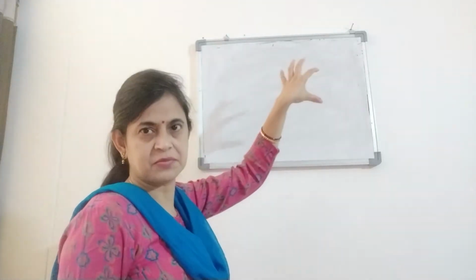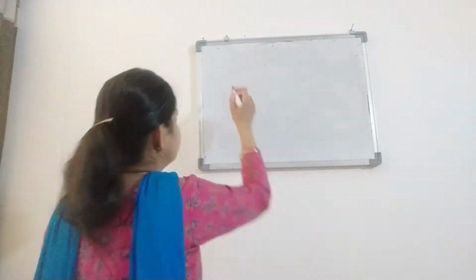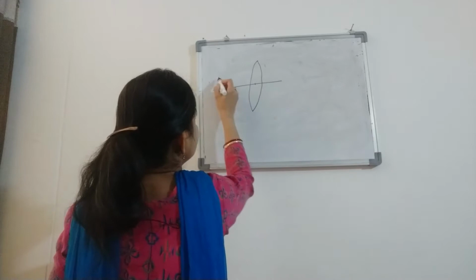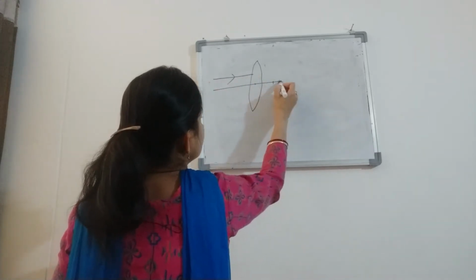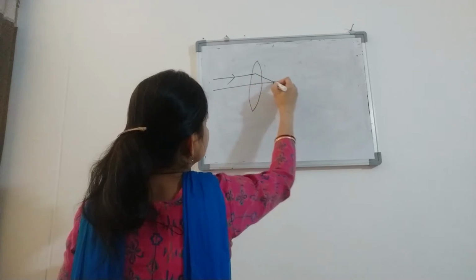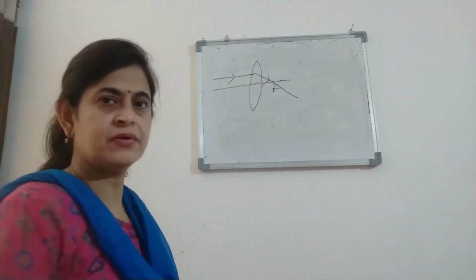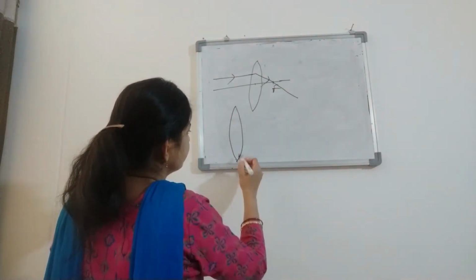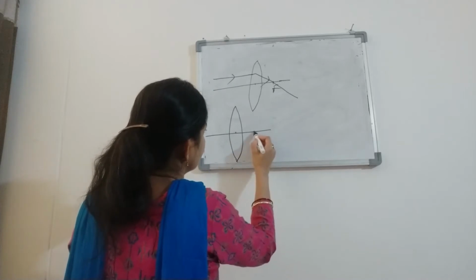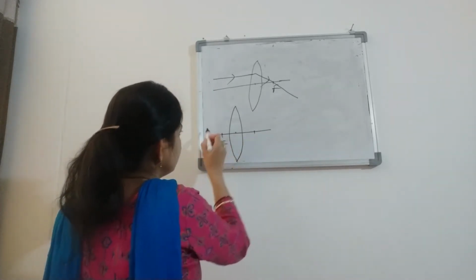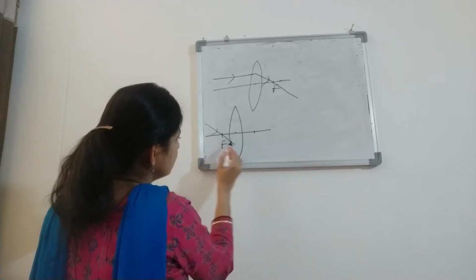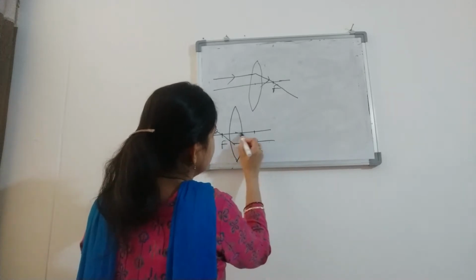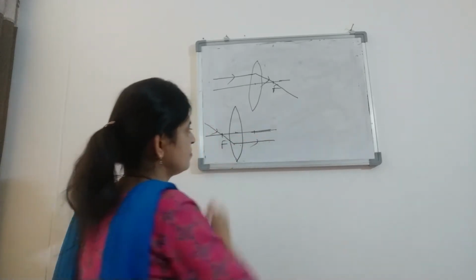for the image formation. The three rules were: the first one was, if the incident ray is parallel to the principal axis, then it will refract through the point F, which is your focus. And the second rule was, if the incident ray is passing through the focus, then the refracted ray will be parallel to the principal axis.